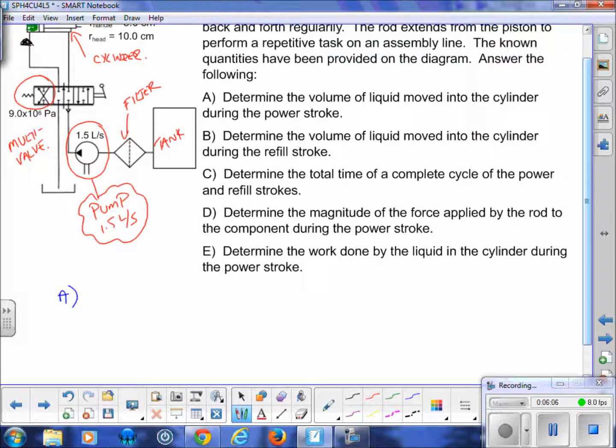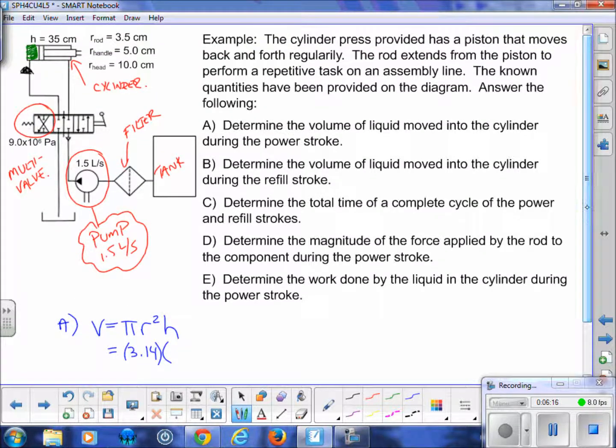So volume is equal to pi r squared h. So we'll use 3.14. What is the radius of that cylinder? It's 3.5, rod handle, and it's the head that we actually want. Okay, so the head is the information we want. The head is that measured distance there.